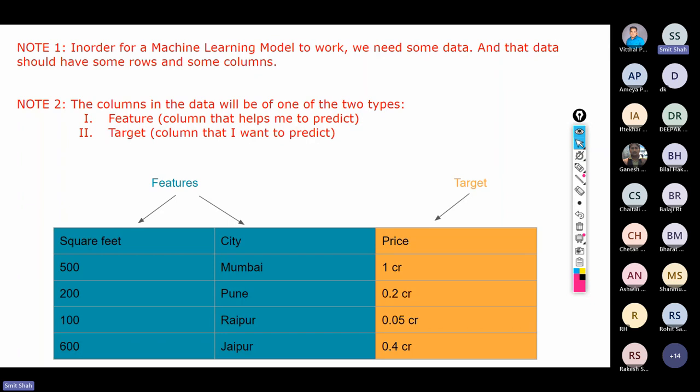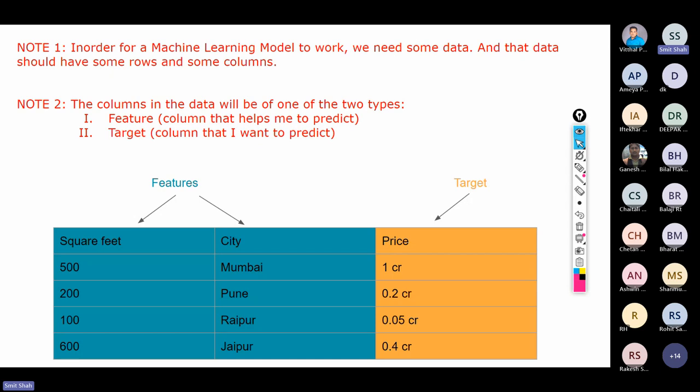What is a machine learning model? It is just a statistical representation of a real world process. In other words, it tries to simulate a real world process using some statistics or using some mathematics. Then we learned a very important note, which is that for any machine learning model to work, we need some data, and that data needs to have some rows and some columns.